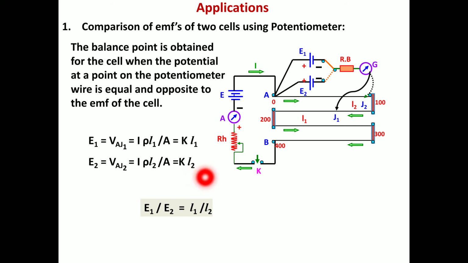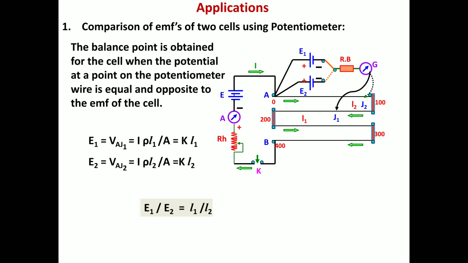This is in accordance with the principle of the potentiometer, and we can also get this on the basis of Kirchhoff's loop rule, the second law. Say this is E1. Since here the current is 0, we can use Kirchhoff's law for this mini circuit, and we get the equation E1 is equal to K times L1. Same job we will do for E2, where E1 and E2 are the EMFs of the cells, and E2 is equal to K times L2.